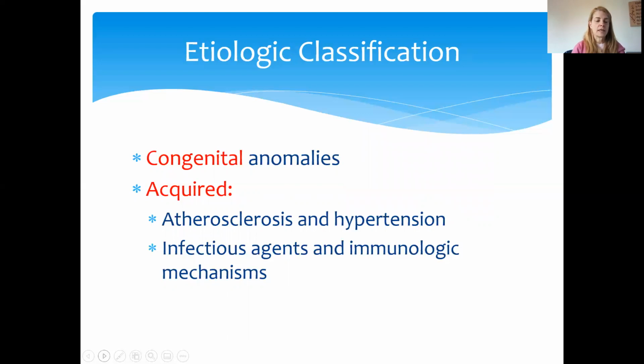Congenital abnormalities and heart defects affect the anatomical structure of the heart. Anomalies of the heart result from irregular development in the first 9 weeks in utero. So remember, the fetal heart is complete by week 9. Acquired anomalies are arteriosclerosis and hypertension or high blood pressure. There are infectious agents and immunological mechanisms that are acquired by the patient that cause heart problems.